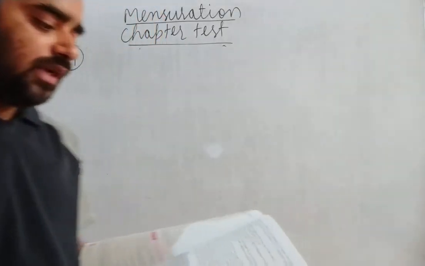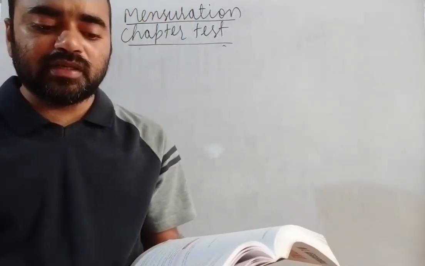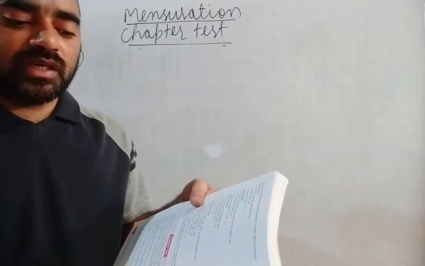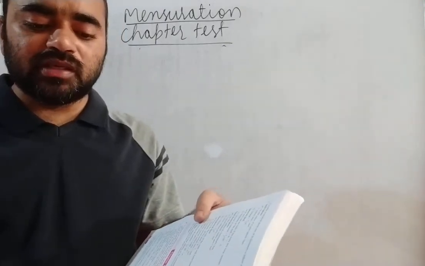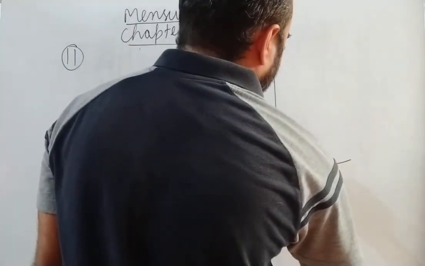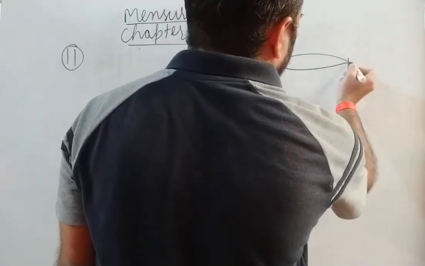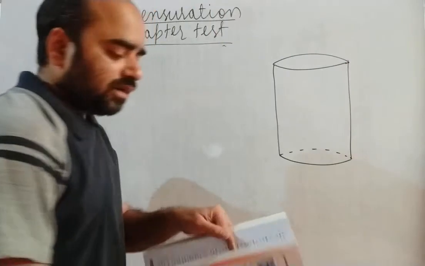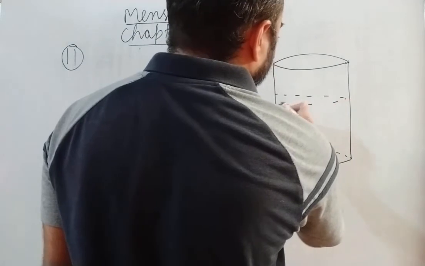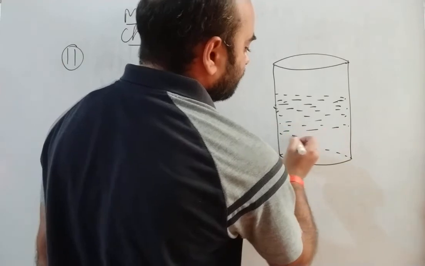Next is question number 11. A solid cone of base radius 9 cm and height 10 cm is lowered into a cylindrical jar of radius 10 cm which contains water sufficient to submerge the cone completely. Okay, it means one jar is a cylindrical jar. In this jar, a solid cone is lowered. Suppose the water is up to here. Suppose sufficient water. It is not mentioned that water is filled up to the brim.